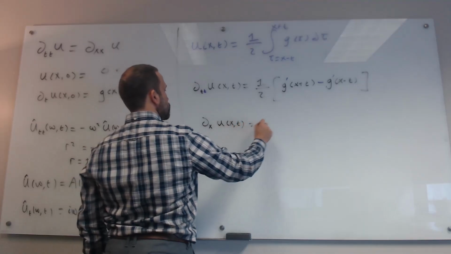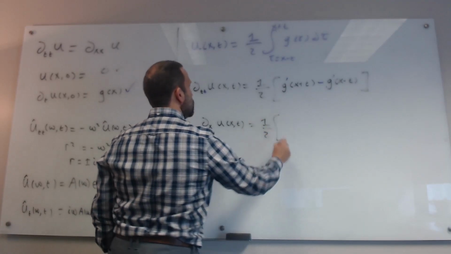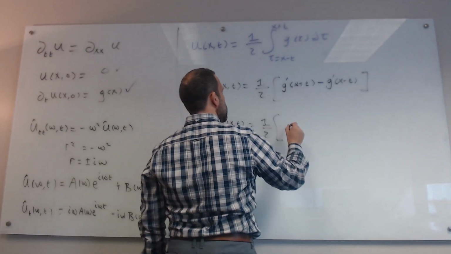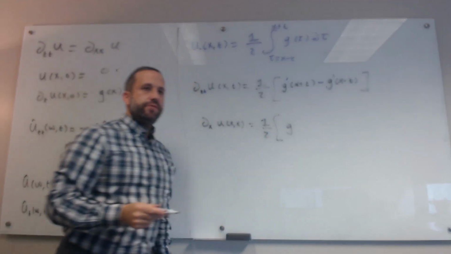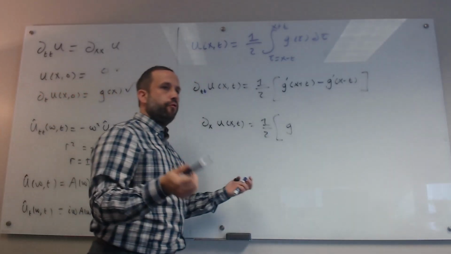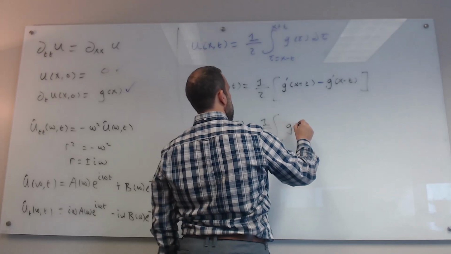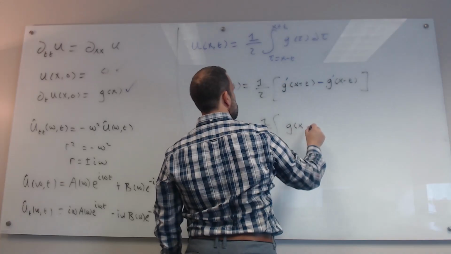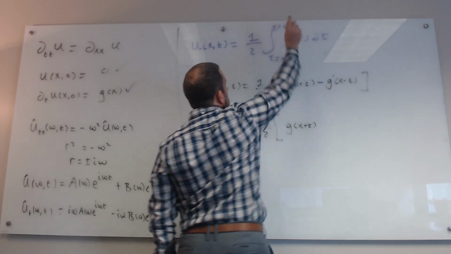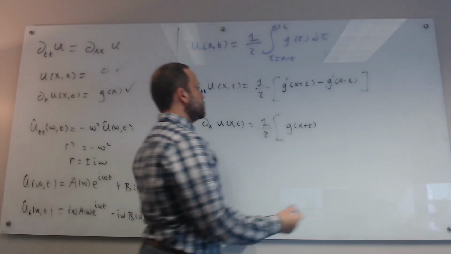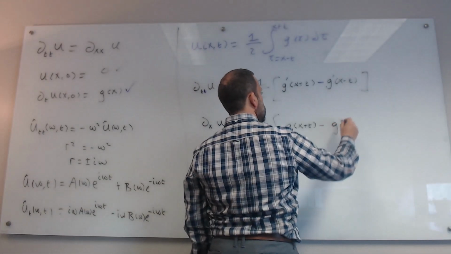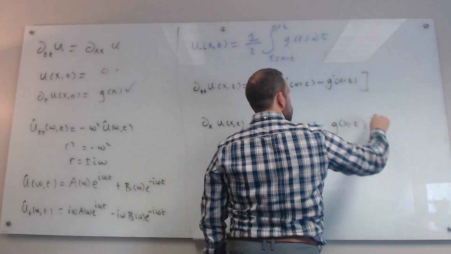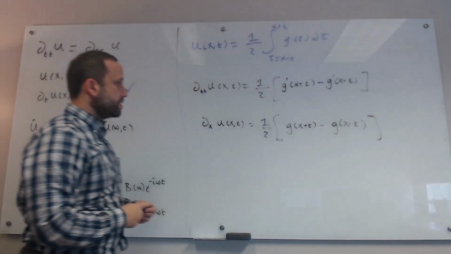So it's going to be equal to 1/2 times, okay, I'm doing the derivative of this with respect to x. It's going to be the integrand. This is the fundamental theorem of calculus, or the Leibniz integral formula, whatever you want to call it. It's going to be g of the top limit, which is x plus t, times the derivative of x plus t with respect to x, which is just 1, minus g of the bottom limit, that is x minus t, times the derivative of x minus t with respect to x, which is just 1.